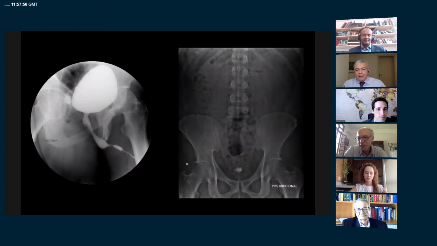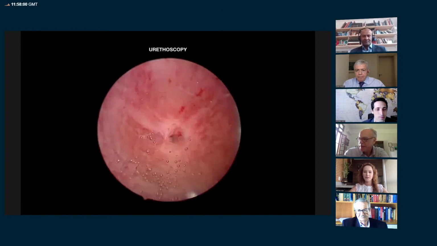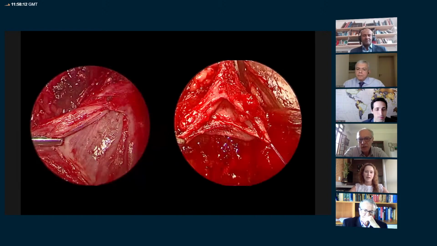Okay. Let's move to the surgery, Marina. So this patient had an end-to-end urethroplasty. Here we can see the urethroscopy with the stenosis. Here is the beginning of the surgery with the bulbar urethra. On your left, we can see the urethra, which has the disease.